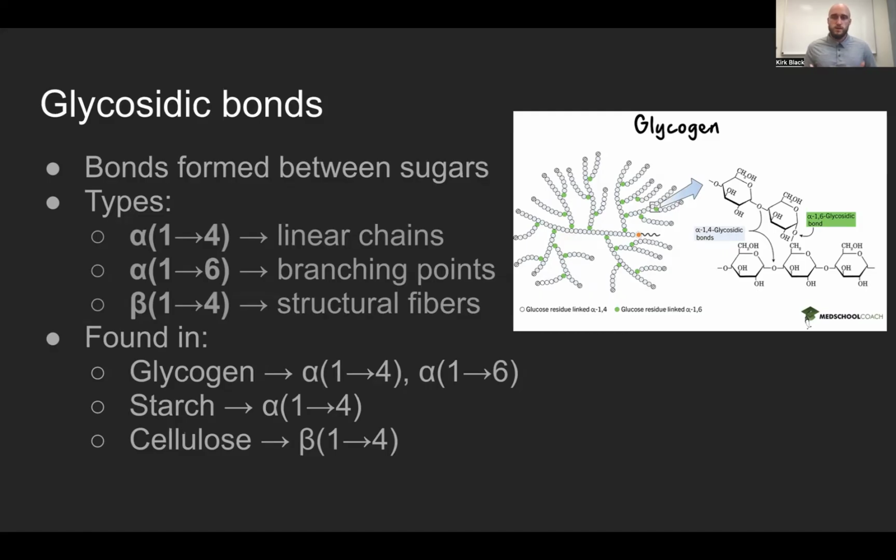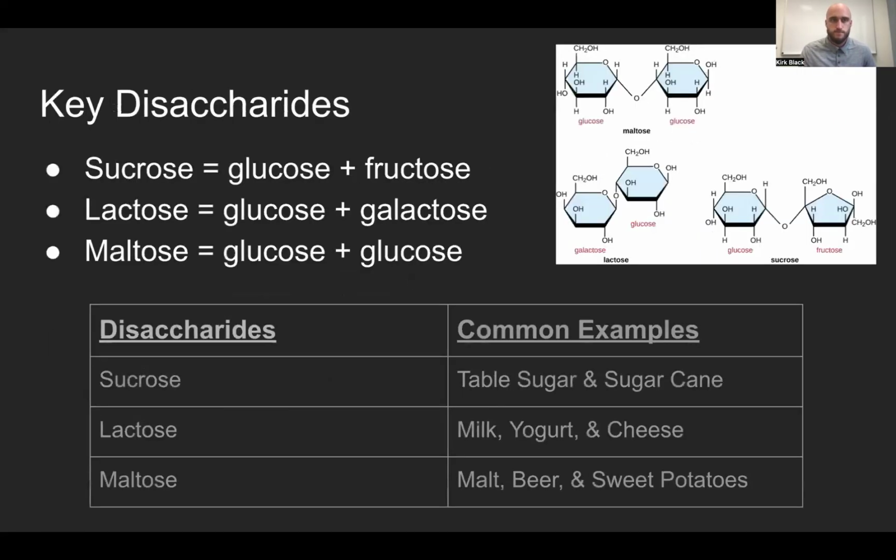And funny enough, humans are only able to digest glycosidic bonds alpha 1,4 and alpha 1,6. This is due to us not having the enzymes present to digest this beta 1,4 bond. And due to this, we do not use it for energy. We only use it for nutrient base rather than energy base. We do use alpha 1,4 and alpha 1,6 for energy bases.